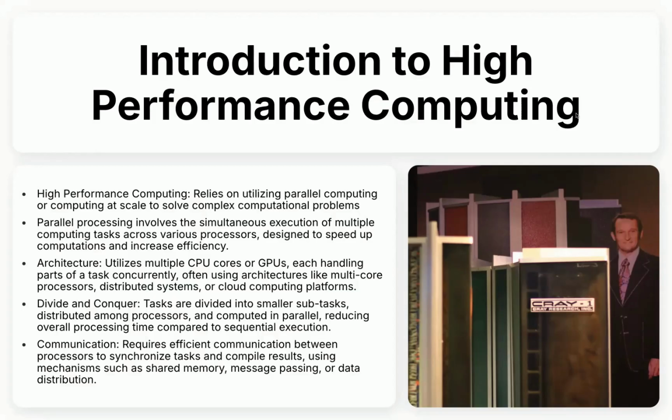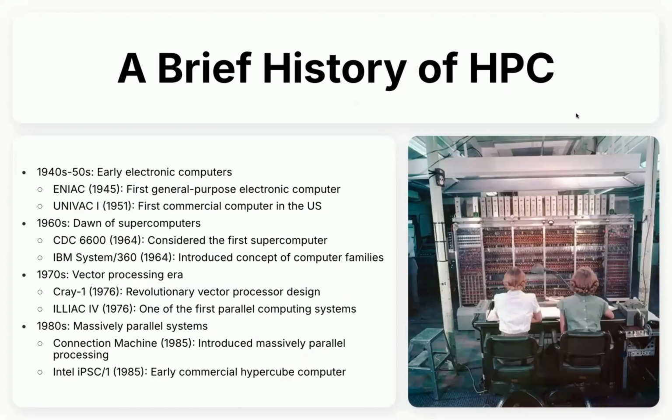This utilizes multiple CPU or GPU cores, each handling parts of a task concurrently, often utilizing architectures like multi-core processors, distributed systems, or cloud computing platforms. This relies on a divide and conquer approach where tasks are divided into smaller subtasks, distributed amongst processors, computed in parallel, and then everything is brought back together in a MapReduce where basically all of the data is aggregated into one source of truth. So this requires efficient communication between processors to synchronize tasks and compile results, utilizing mechanisms such as shared memory, message passing, or data distribution. So let me jump into a brief history of high-performance computing.